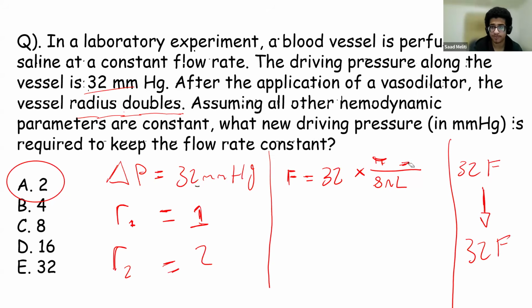But we have a problem here. Once we change the vessel radius to 2, to the power of 4, we have 16 over here. 16 multiplied by 32 is going to give you a huge number. But what we want to do is change this number so that we get 32 when we multiply them. So the answer is 2. Why? Because if we change the driving pressure here to 2, it would be 2 times 16, and we'd still get 32F. Does that make sense?